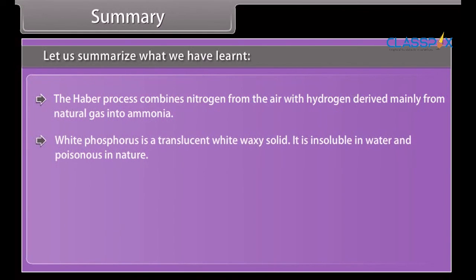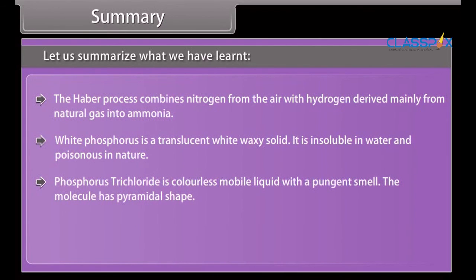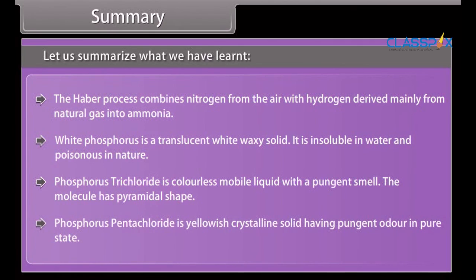White phosphorus is a translucent white waxy solid. It is insoluble in water and poisonous in nature. Phosphorus trichloride is a colorless mobile liquid with a pungent smell. The molecule has pyramidal shape. Phosphorus pentachloride is a yellowish crystalline solid having a pungent odor in the pure state.